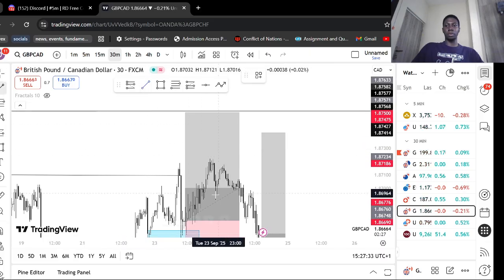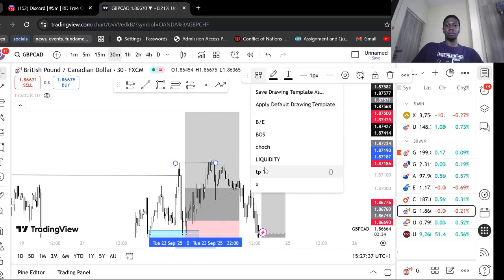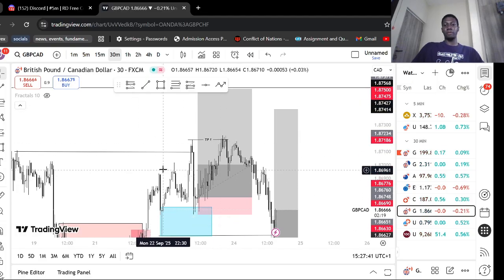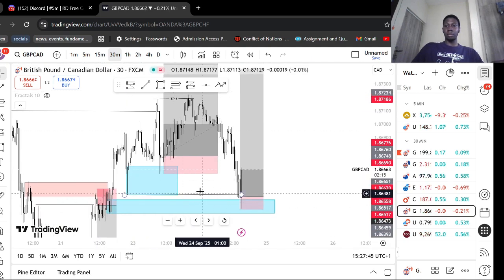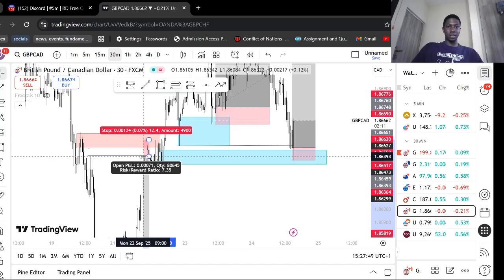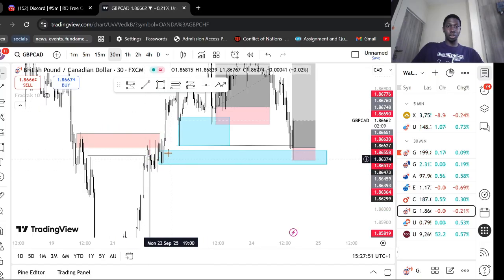This was my take profit one, the swing high, and I moved my stop loss to break even. Price unfortunately came down, stopped me out at break even, and now is reacting off this. Let me remove this for a bit. Now it's reacting off this demand zone.